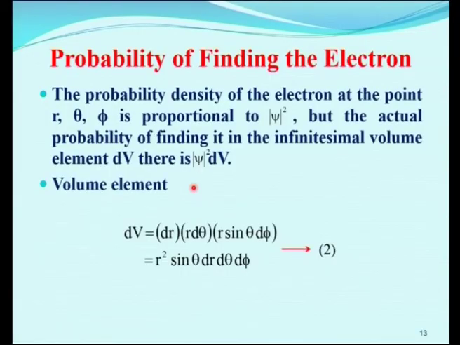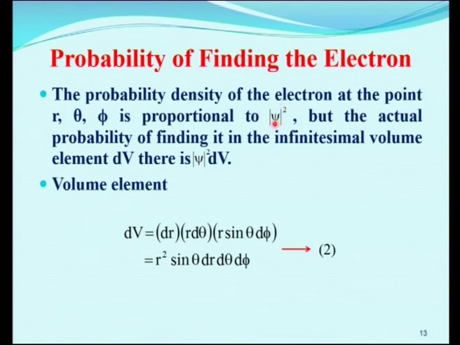That is the probability of finding the electron in the orbits, say for example, s orbit, p orbit, d orbit, like that. So, the probability density of the electron at the point r, theta, phi is proportional to the modulus of the wave function, which we know is represented by psi. So, this spherical polar coordinate r, theta, phi is proportional to modulus psi squared.